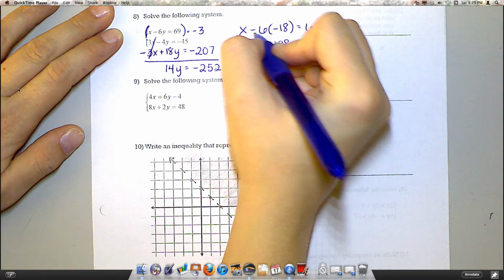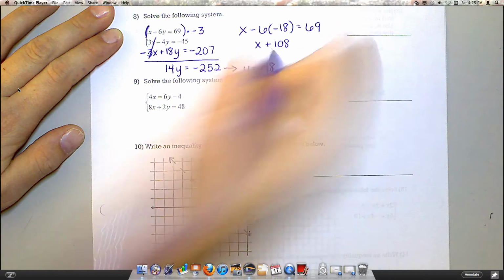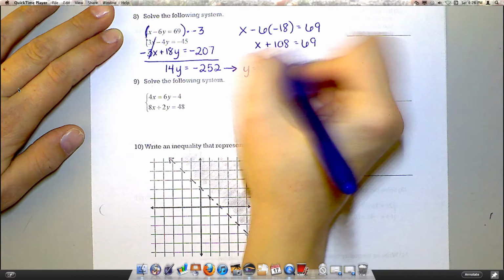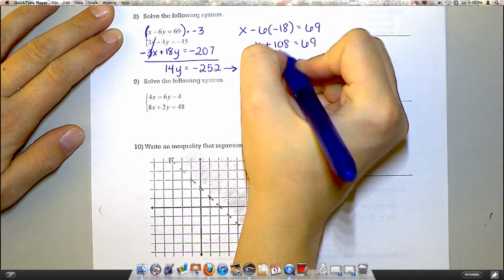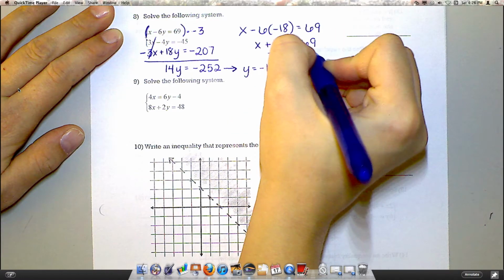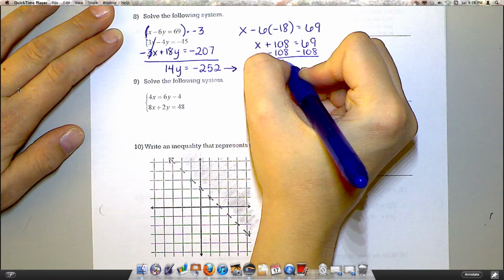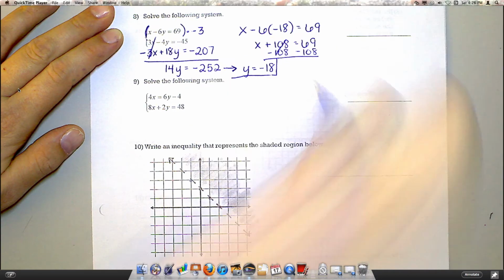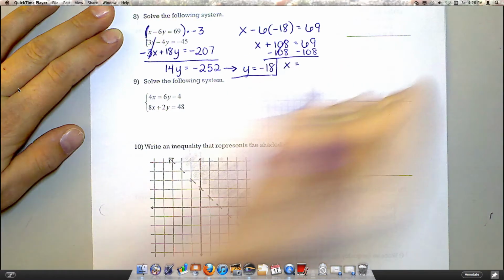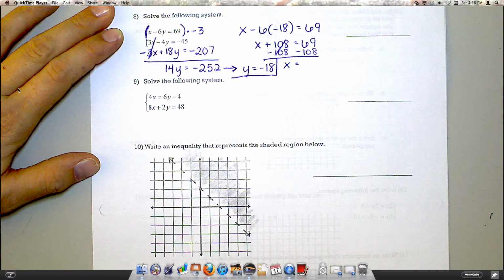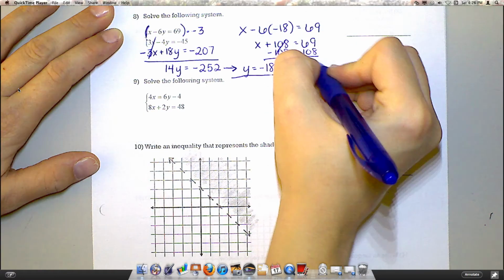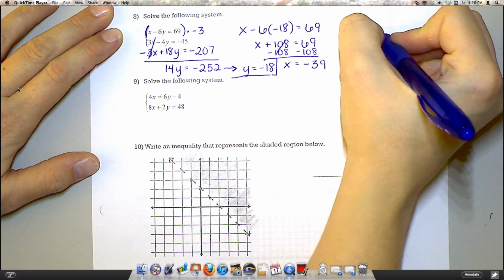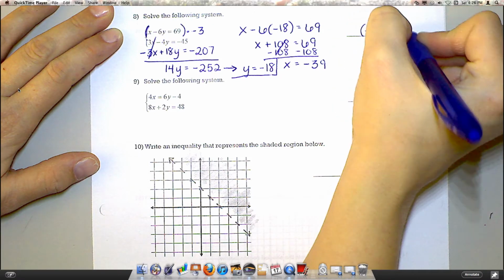So the fact that this was negative and this is negative means that this is going to be a plus down here. Okay, equals 69. And then really I'm just subtracting 108. Box that in. So now I'm going to end up with x equals negative 39. So my coordinate here would be negative 39 and negative 18.